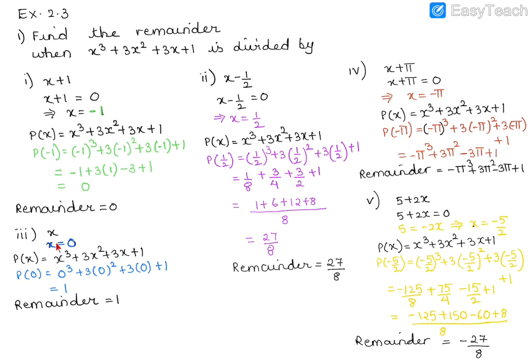And there was a second part over here, third part, sorry. And when I put x is equal to 0 in the expression, I'm going to get the remainder as 1. And the fifth part was 5 plus 2x is equal to 0. So I'm shifting 2x to the other side. It becomes a minus 2x. And then this 2 comes down. And therefore x is equal to minus 5 by 2. Alternatively, you could have also taken 2x is equal to minus 5. And therefore x is equal to minus 5 by 2.